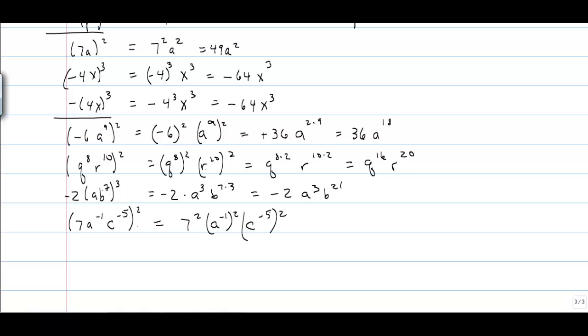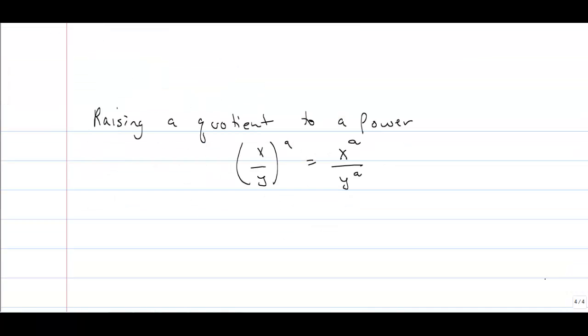Notice I don't worry about switching things to reciprocals until I'm all done. I try to do just one thing at a time. 7 squared is 49. Then I have a to the negative 1 times 2, and c to the negative 5 times 2. 49, a to the negative 2, c to the negative 10th. My final step is to get all my exponents positive, so that means a squared and c to the 10th go in the denominator.